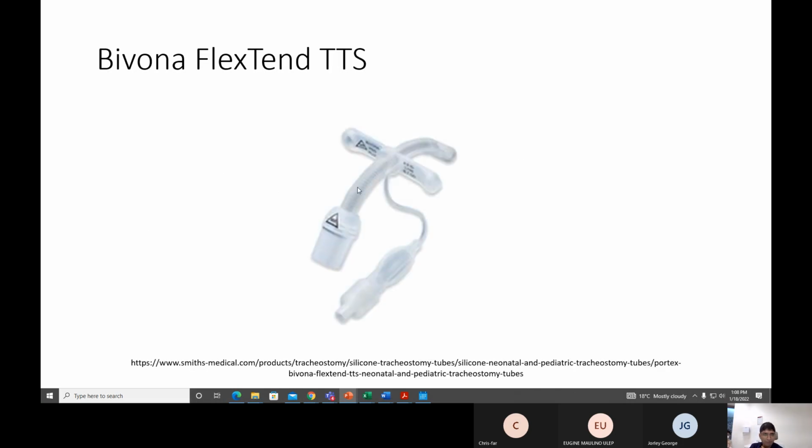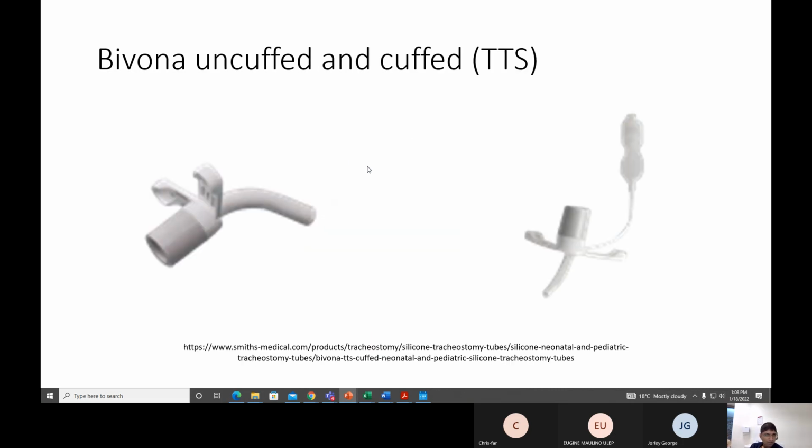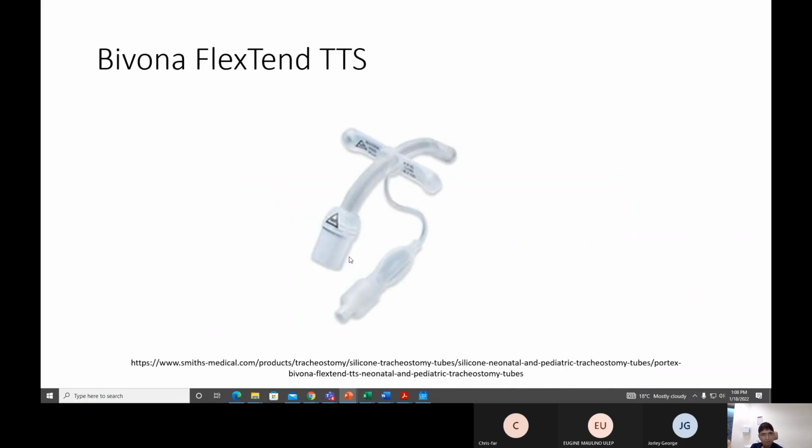This is the Flextend. You see here the connector is very close to the flange, but in this one there's a gap between here and here, so there is nothing pressing on the skin when the tracheostomy is secured. Also, the ventilator circuit is connected here, and it's not rubbing against the neck and the chin and so on. So this may be advantageous.